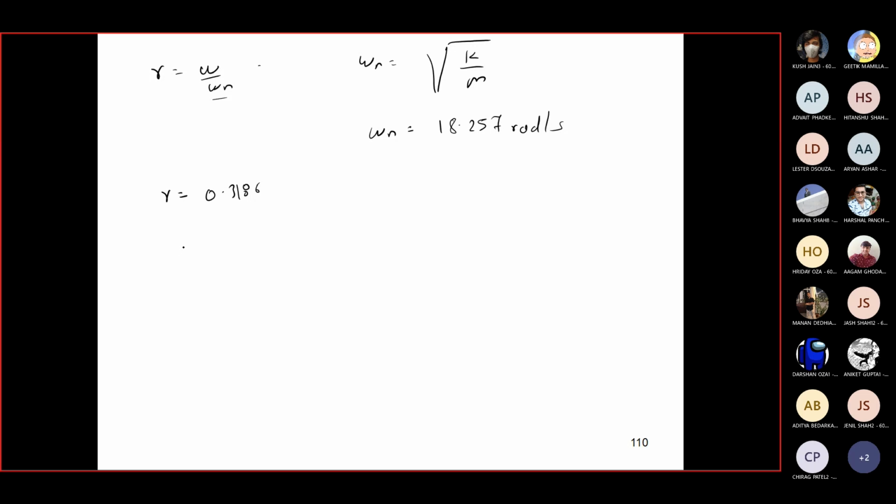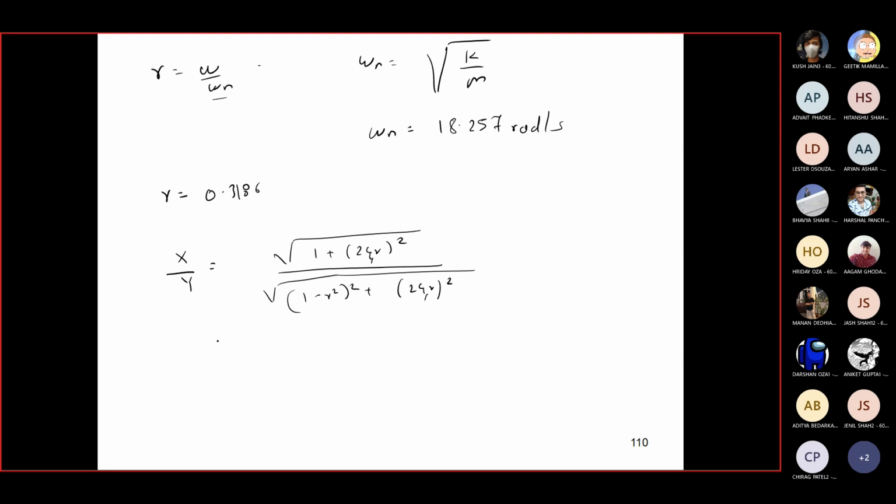Now what is asked in the question? You have to find the amplitude of the vehicle. So you use the equation X by Y is equal to square root of 1 plus (2 zeta r) whole square, upon square root of (1 minus r square) whole square plus (2 zeta r) whole square.